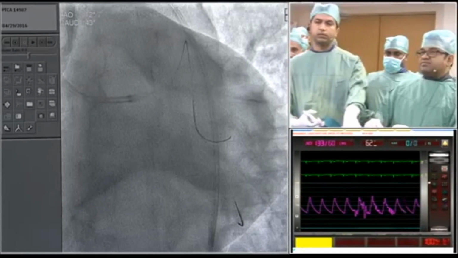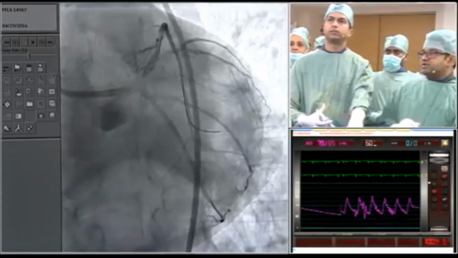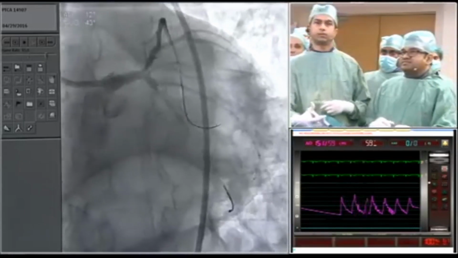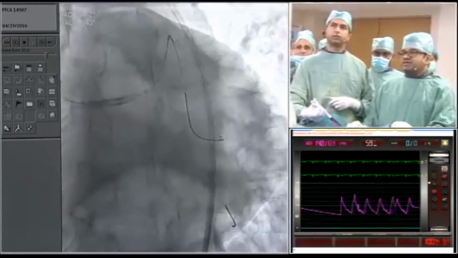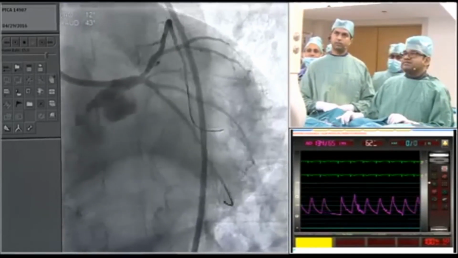Can we have a shot again? So this is the current position now. Is it a 7 French catheter or 8? Yes, 7 French femoral catheter, extra backup. Okay.